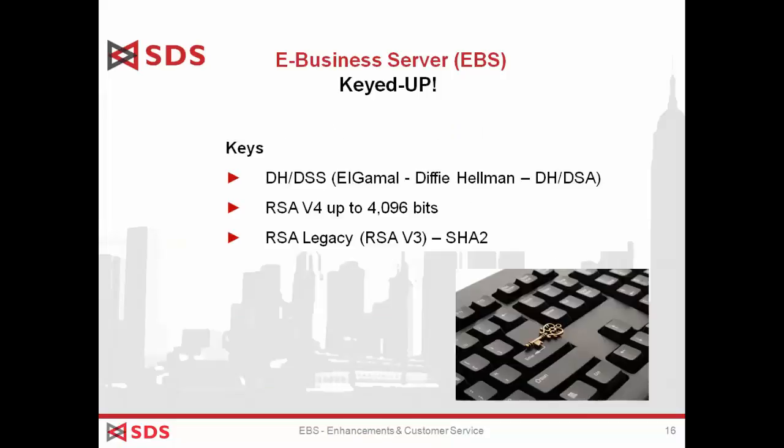eBusiness Server provides you with three key types: DHDSS, or Diffie-Hellman-ElGamal, also called DH/DSA, RSA version 3, which we also refer to as RSA legacy keys, and RSA version 4. DHDSS generates two prompts to define encryption and signing keys separately. RSA provides a single prompt to define a single size for two keys, encryption and signing. RSA legacy keys provide a single prompt for a single key for both encryption and signing.